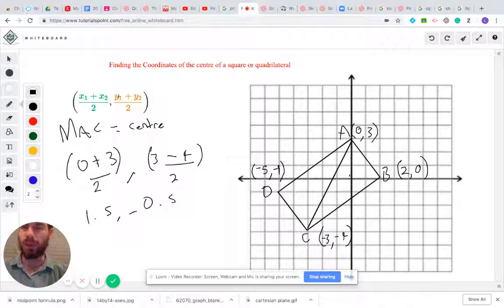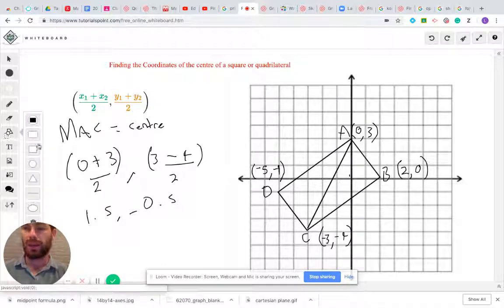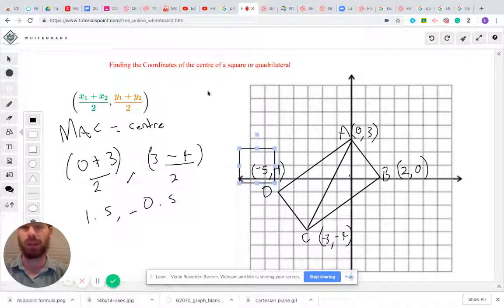So now we're moving on to having a look at finding the coordinates of the center of a square or quadrilateral. Now, just to start off and have a bit of a discussion around, what is this question really all about? Essentially, what we're trying to do is find the center of this shape. Now that you found out the midpoint, and now that you know this midpoint formula that's on your screen over here, you may say to me, well, that's really easy.